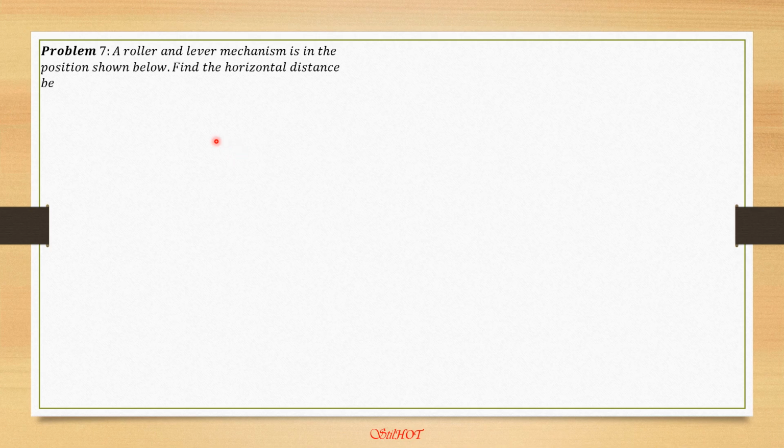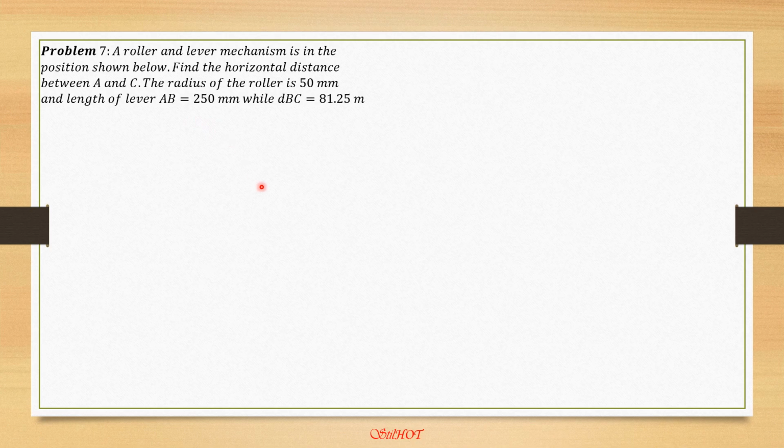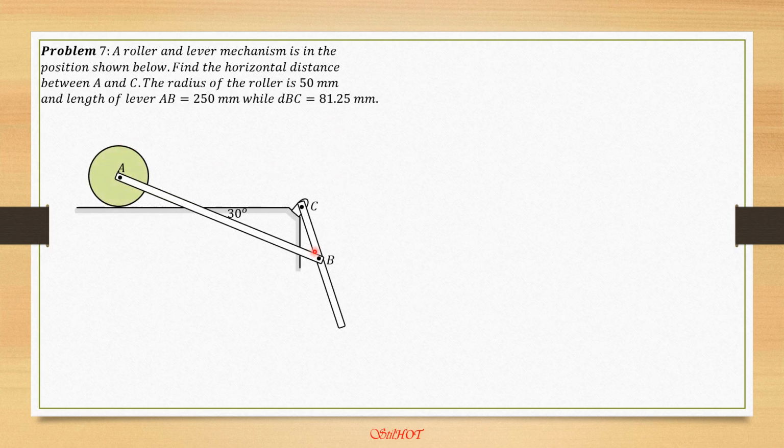So problem 7. A roller and lever mechanism is in the position shown below. Find the horizontal distance between A and C. The radius of the roller is 50 mm and length of lever AB is 250 mm, while distance BC is 81.25 mm. So this is the given figure.